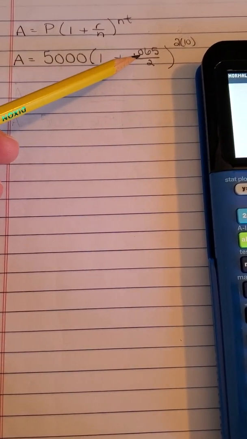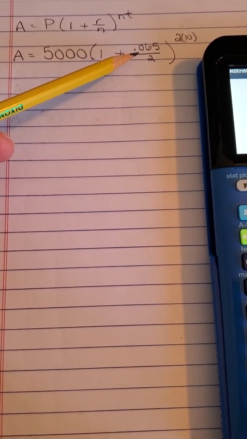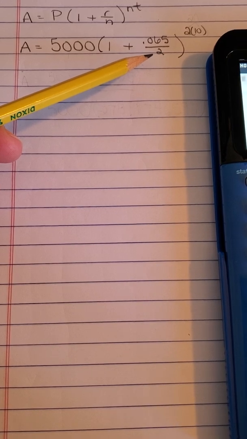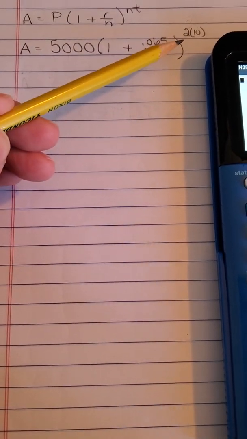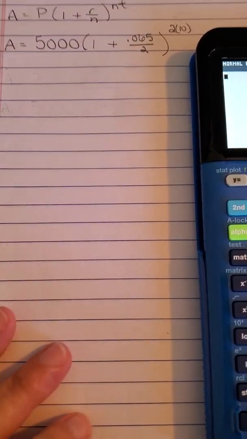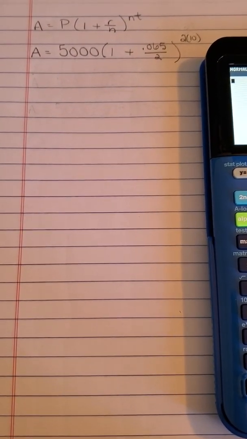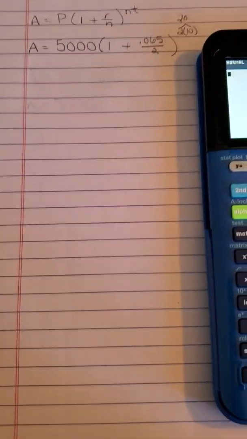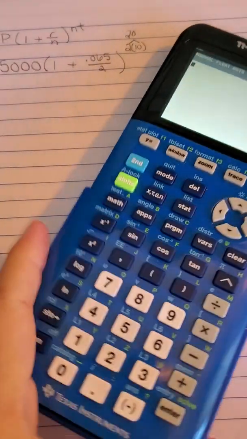at an interest rate of 6.5%. And again, you turn it into a decimal, so it'll be 0.065, compounded semi-annually, so that's 2 times a year. So we have our 2 times a year for 10 years, so 2 times 10. And typically, I'm going to show you how to enter it into the calculator, but what I usually do is that 2 times 10, I just multiply it ahead of time and make it 20. It makes life a little bit easier.